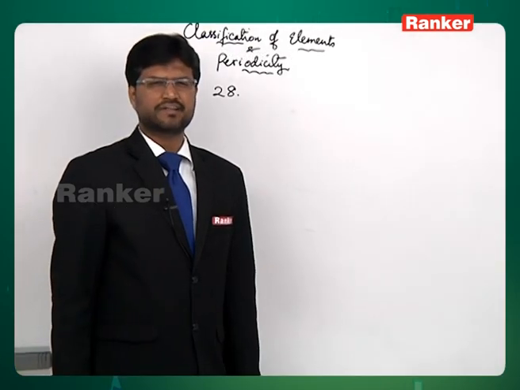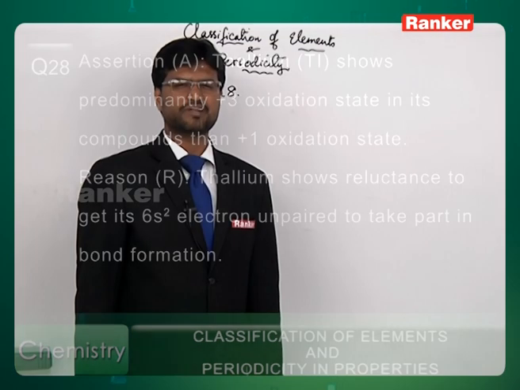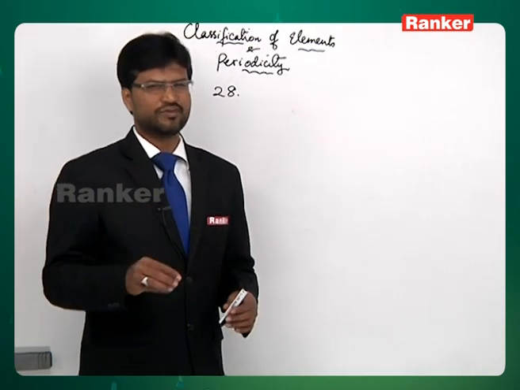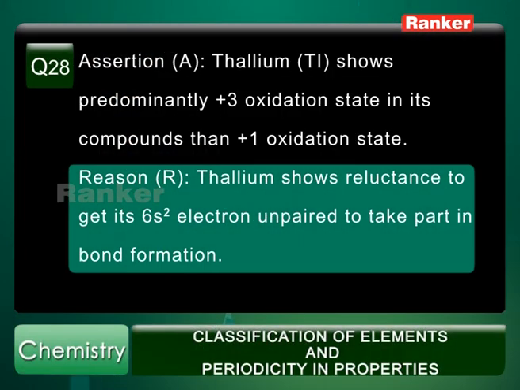Question number 28. The assertion is thallium shows predominantly +3 oxidation state in its compounds than +1 state. Actually, thallium prefers +1 rather than +3. This statement is incorrect. Look at the reason. Thallium shows reluctance to get its 6s2 electron unpaired to take part in bond formation. This is true. This is called the inert pair effect. Assertion is not true, whereas the reason, statement 2, is correct.